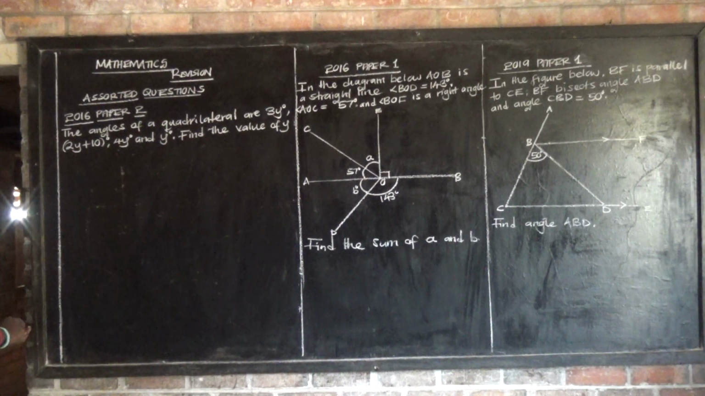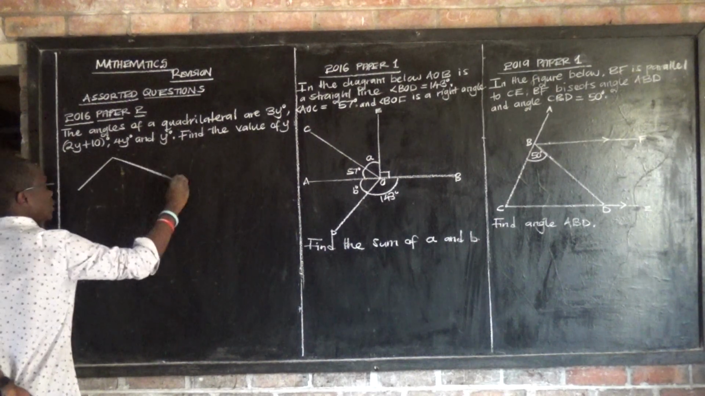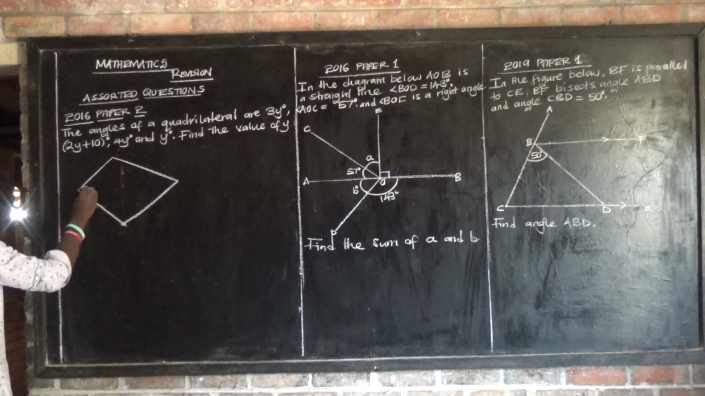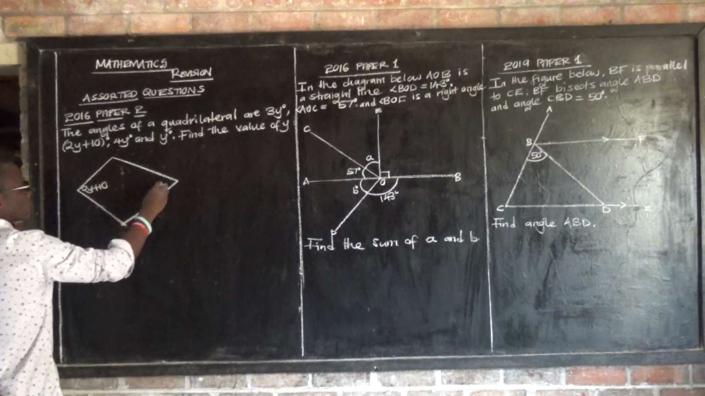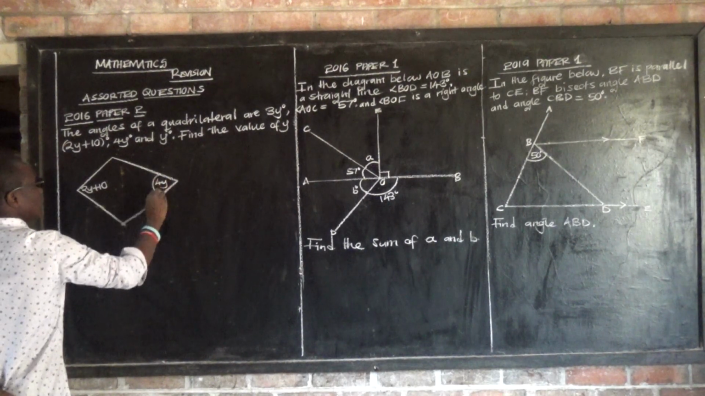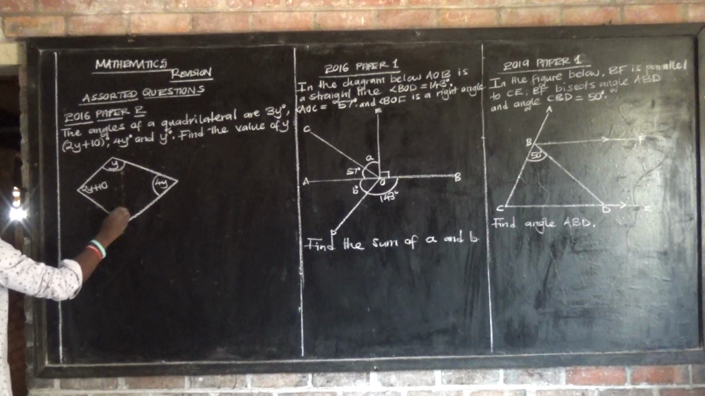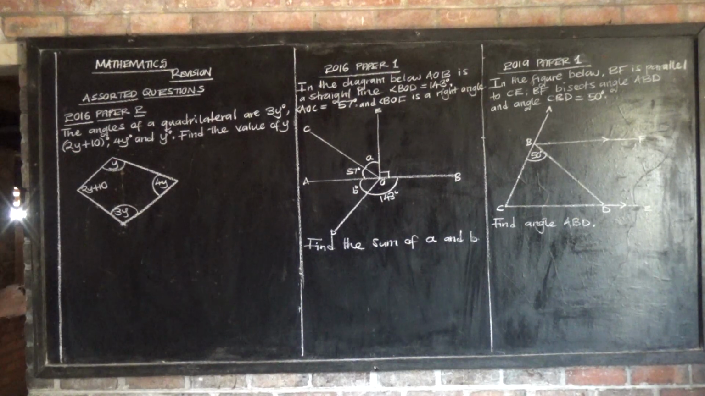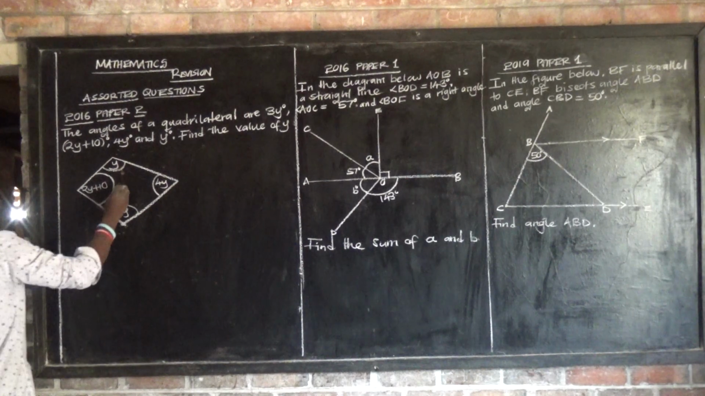So let's say this is our quadrilateral. Let me just come up with any quadrilateral. Are we together? So let's say this is 2y plus 10. Then this is 4y. And then let's say this is y. Then this is 3y. And they are saying find the value of y. Now we know that the sum of interior angles of a quadrilateral is what?